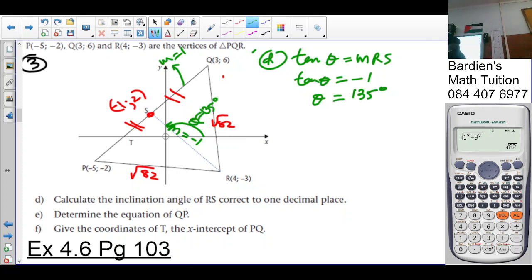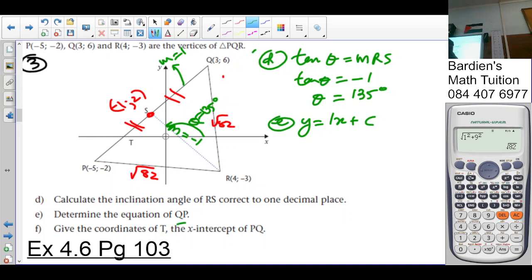Okay. E. Determine the equation of QP. What is QP? QP is a straight line, not so? So what would the equation of the straight line be? Y is equal to mx plus c. And what is m? 1. So it's 1x plus c. So how do I calculate c? I should substitute a point that's lying on QP.